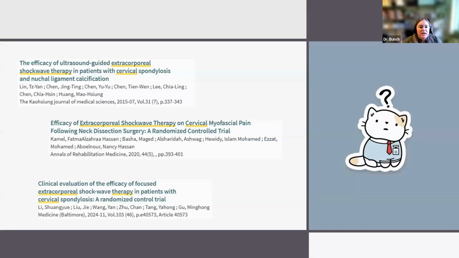In this next study, they looked at extracorporeal shockwave therapy on myofascial pain after dissection, and again found improved pain relief after using shockwave in those patients. And then looking at another one, a clinical evaluation of focused shockwave therapy with cervical spondylosis, a controlled trial, they found a reduction in pain, and they also saw improved cervical range of motion in those groups as well. So they were seeing improvements with shockwave in these patients.